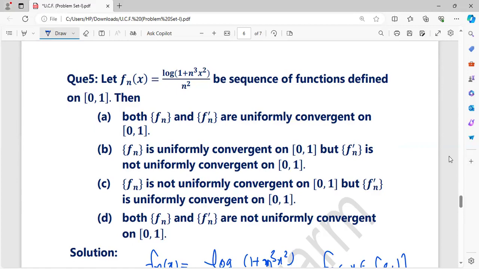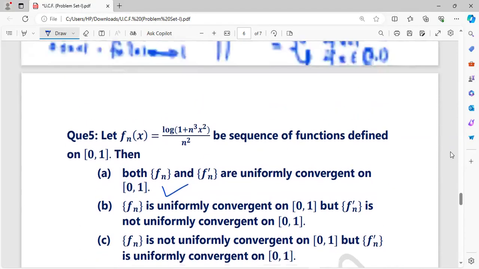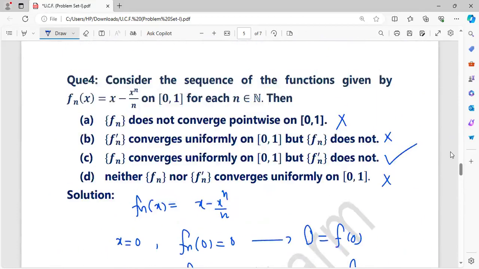Okay. So which option is correct? Option number 1 is correct. A is correct. If you want to see that result, see our playlist on uniform convergence of functions. You will find it somewhere, maybe just 2 or 3 lectures before. So today's lecture is up to this. We have done some problems on uniform convergence.